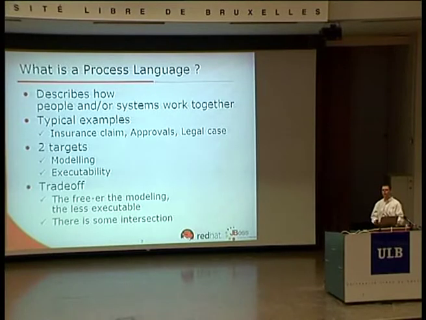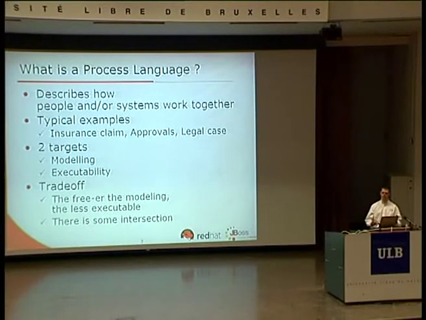So first of all, what is a process language? We'll start from a business process. A business process is a description of how people and systems work together, typically done in terms of activities. They express the flow between the activities. Typical examples are insurance claims, expense notes, that kind of things that are modeled as workflows.